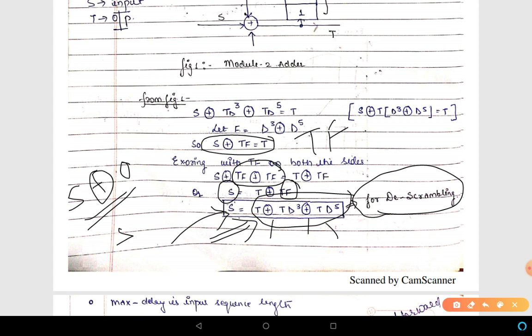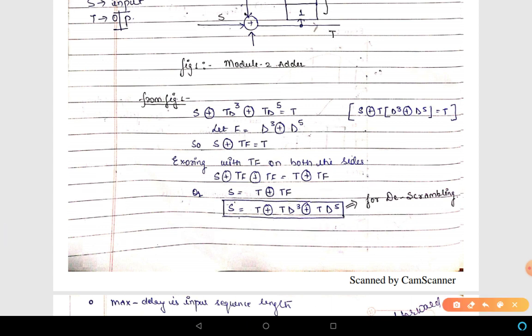And what is this? This is the equation of the descrambler. This is how we can obtain the equation of a descrambler from the equation of a scrambler. We can easily implement this equation and design the descrambler, which we will see now.